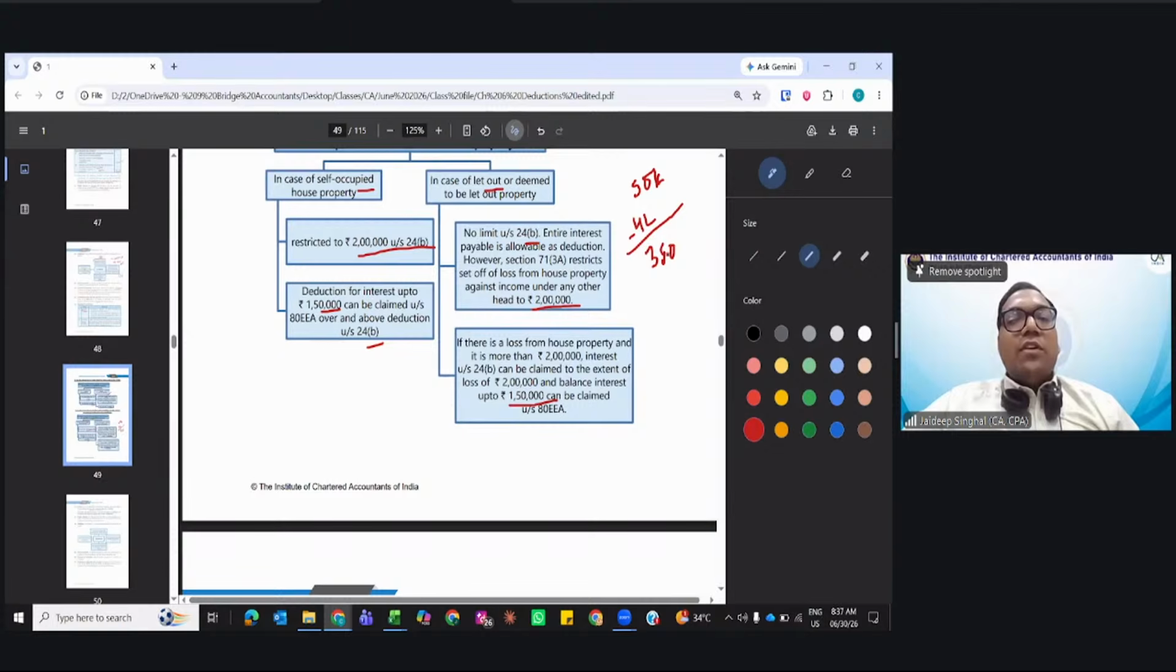Now, how much loss can I set off? Let's suppose there is income from salary. Can I set off the entire 350K with salary? The answer is no. I can set off up to 200K. So can I do one thing? Instead of 4 lakh here, I claim only 250K here, so 50K minus 250K comes to 200K loss. I have claimed 250K here, but how much balance is left? Balance interest left is 150K. That 150K you claim under ITL. So you are able to get the entire interest deduction. You claim the balance 150K here.